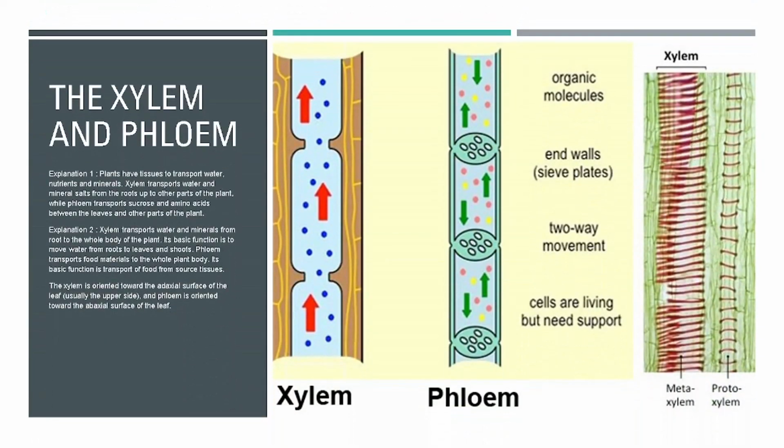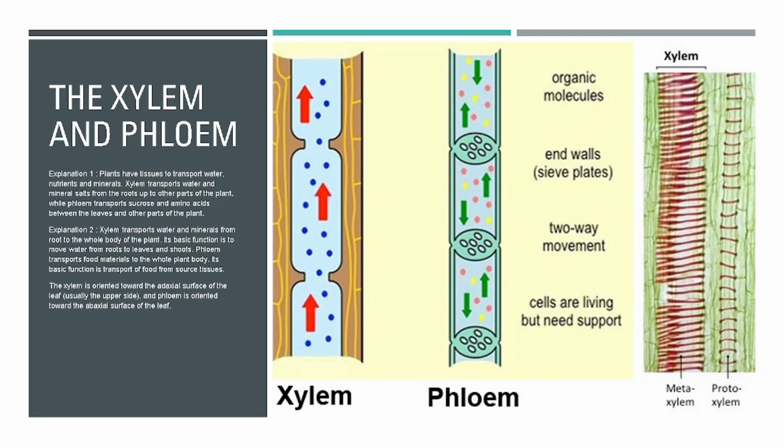Moving on to the xylem and phloem. So, explanation 1. Plants have tissues to transport water, nutrients and minerals. Xylem transports water and mineral salts from the roots up to the parts of the plant, while phloem transports sucrose and amino acids between the leaves and other parts of the plant.